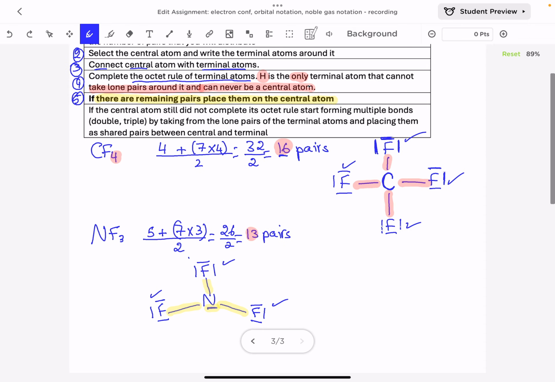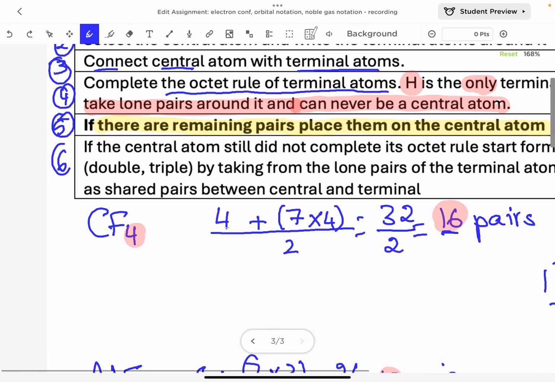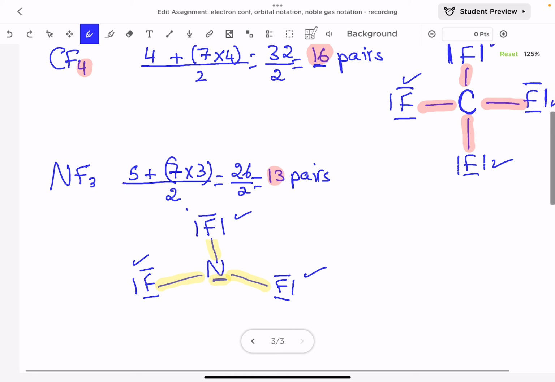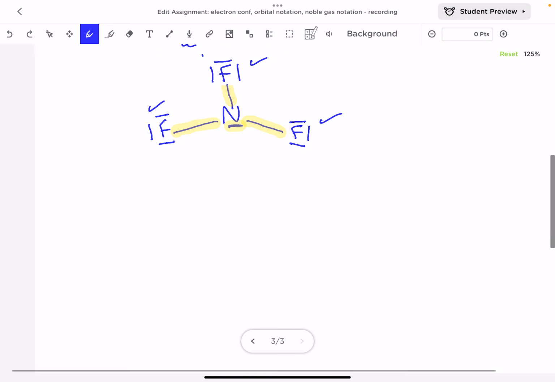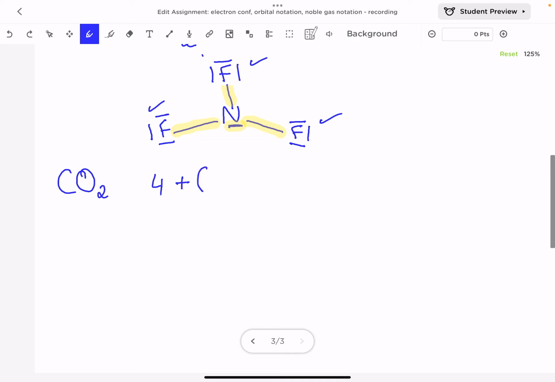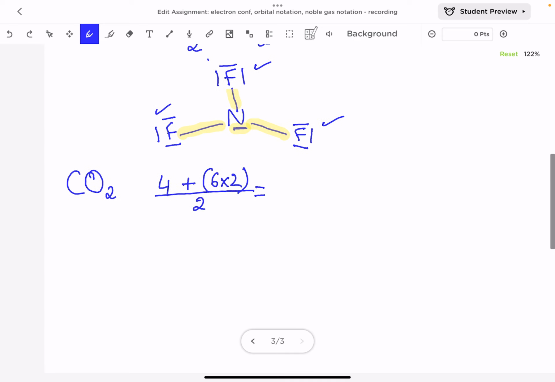Now, let's take an example where step 6 is applicable. So let's begin with the example of CO2. First, we count the valence electrons in the molecule. Carbon belongs to group 14. It has 4 valence electrons. And oxygen belongs to group 16. It has 6 valence electrons. And since we have 2 oxygens, I am going to multiply it by 2, add the carbon, and divide by 2. So the total here, 12 and 4, 16 over 2, that's 8 pairs.